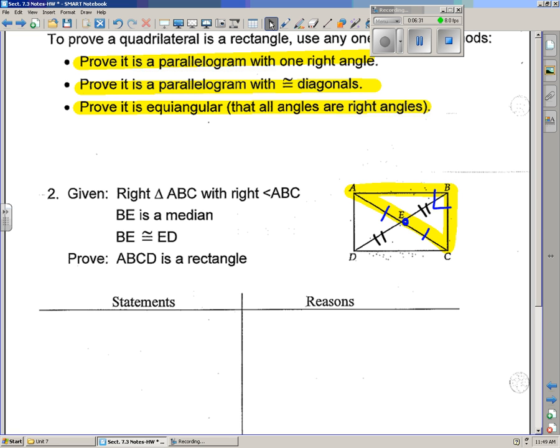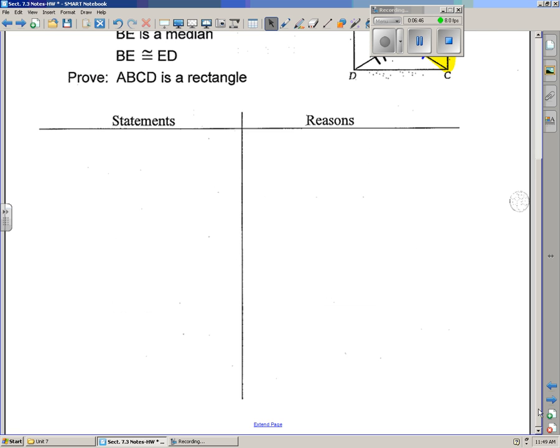Somehow we've got to get this thing to be a rectangle. Okay, well, we know that once all this happens, these diagonals bisect each other. If the diagonals bisect each other, you have a parallelogram. If you've got a parallelogram that's got a right angle, you have a rectangle. So we have everything we need. Let's just put this down into words. So here's where we're going to start.